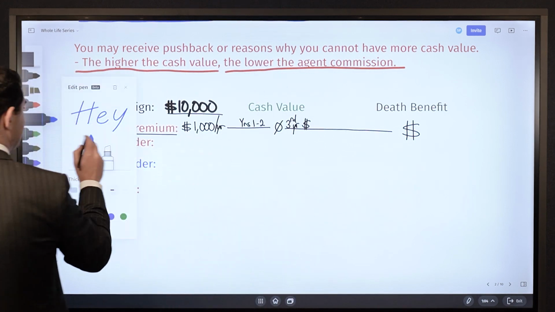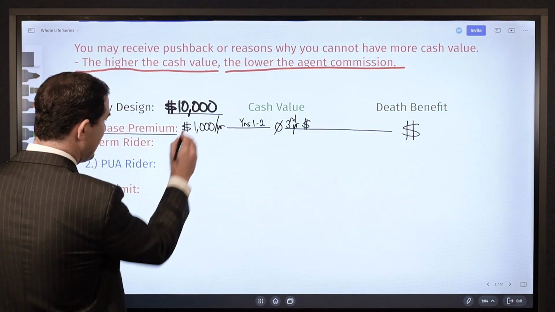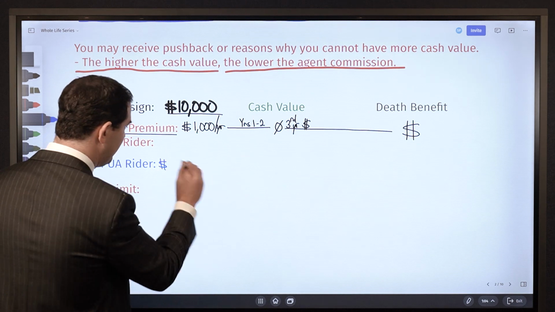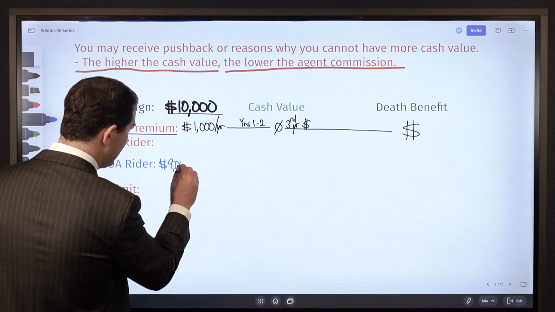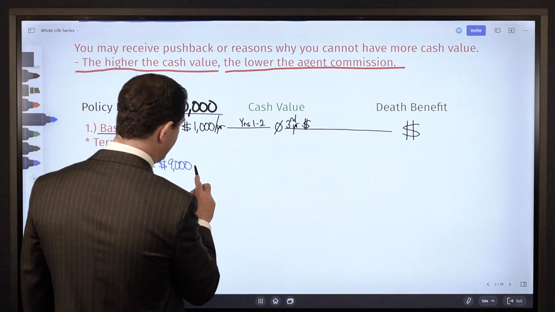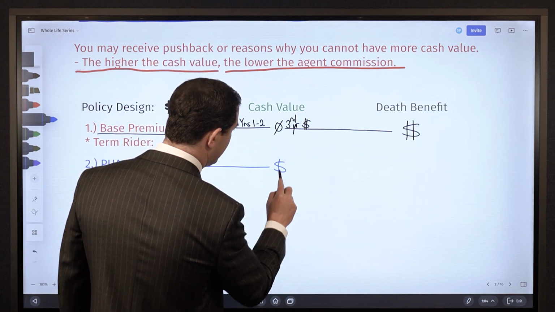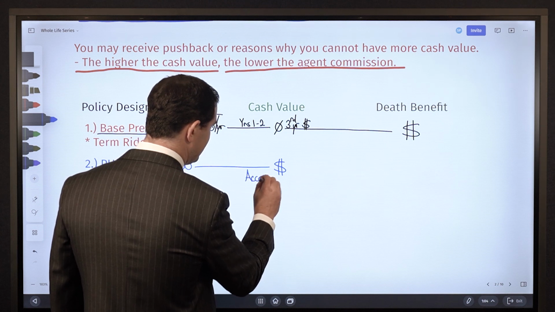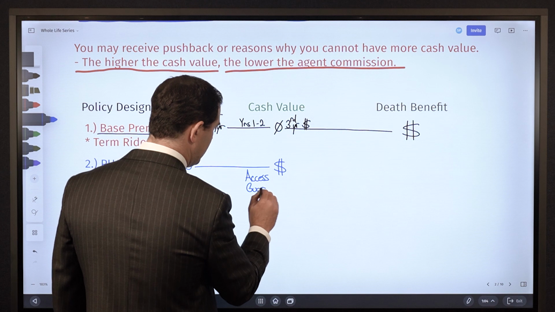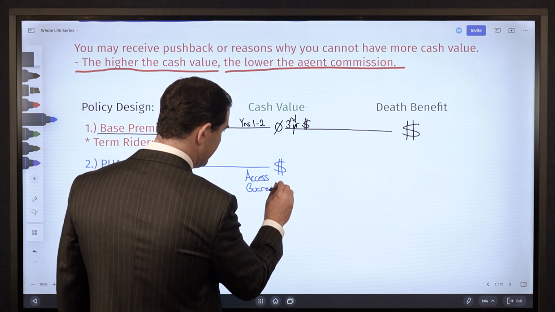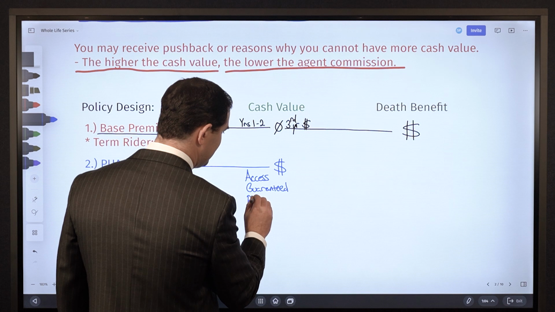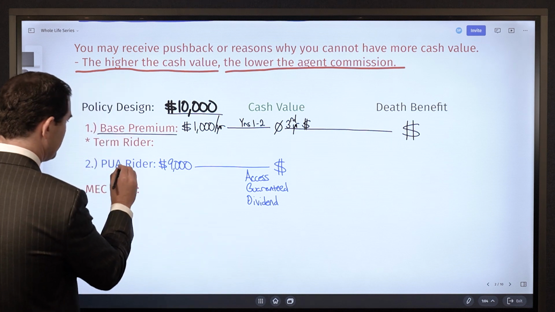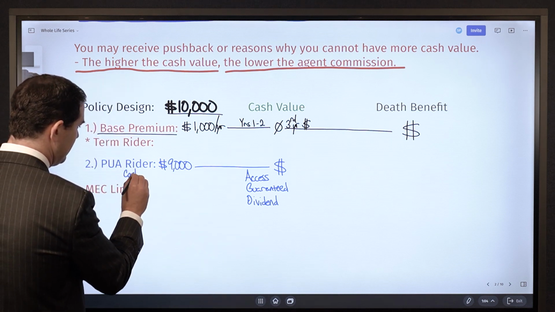Before I just jump into those limits, let me explain the PUA rider here. So of that 10,000, you put 1,000 toward the base premium, and then 9,000 toward the PUA rider. That shows up in cash value. That's money you can access. It improves the guaranteed values, and also begins to earn dividends. Adding money to this PUA, which again stands for paid up additions, I like to refer to it as a cash dump in for simplicity.